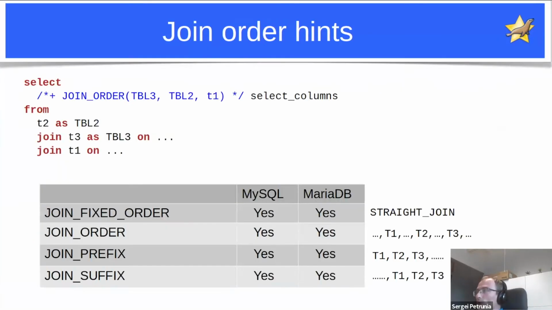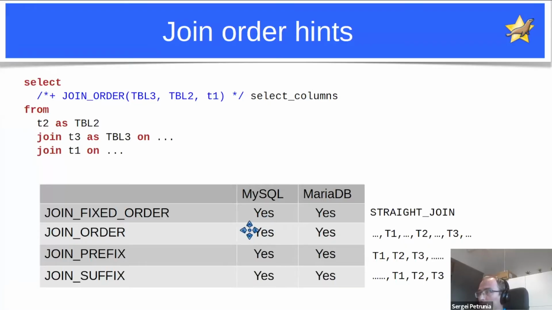Then come join order hints. They serve as a replacement for straight join, or rather individual straight join hints. The idea is that you can specify the join order in the hint parameter. Join fixed order is basically the same as straight join, just with no parameters. You just say to run the join in the order the tables are written.